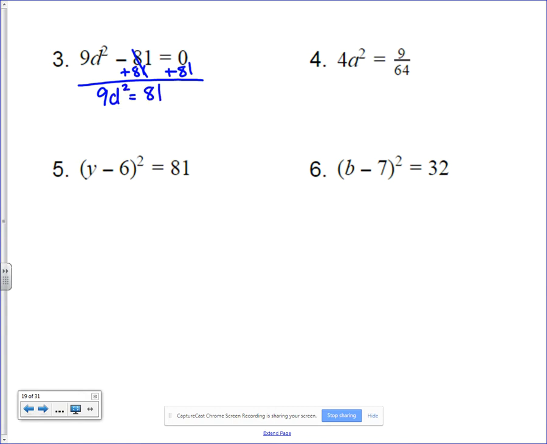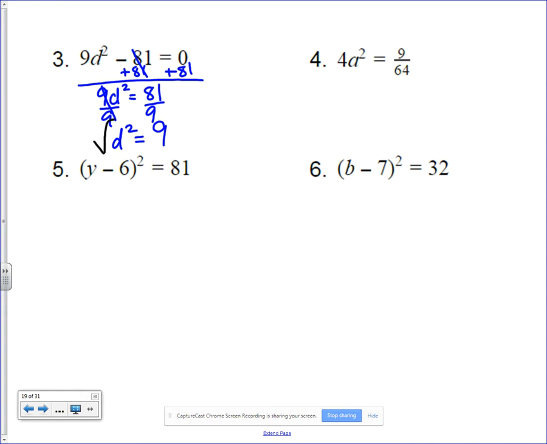Now what do I have to get rid of, James? The 9. Yep, and the 9's being multiplied. So how are you going to get rid of it? So d squared equals what? That's okay. 9. Now, how do I cancel out that little squared up there?